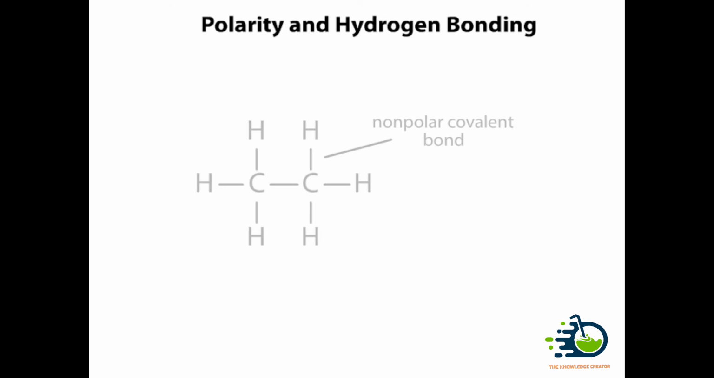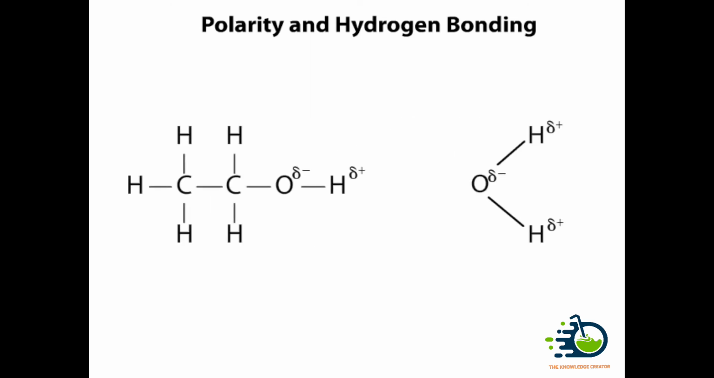The polar nature of the bond between oxygen and hydrogen in ethanol results in a polar molecule that can interact with other polar molecules. The hydrogen with a partial positive charge is attracted to an atom with a partial negative charge on another polar molecule, such as water. This kind of attraction is a hydrogen bond.